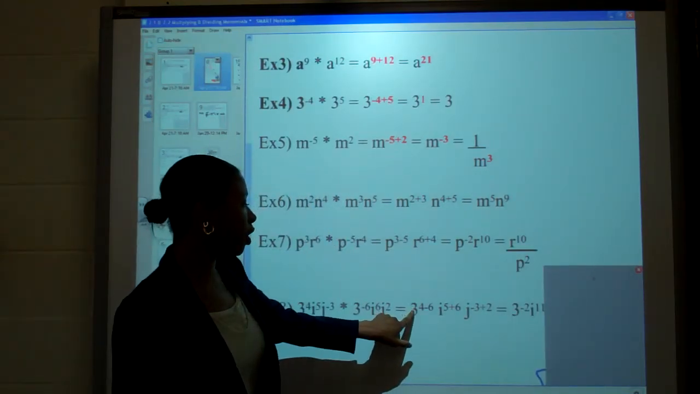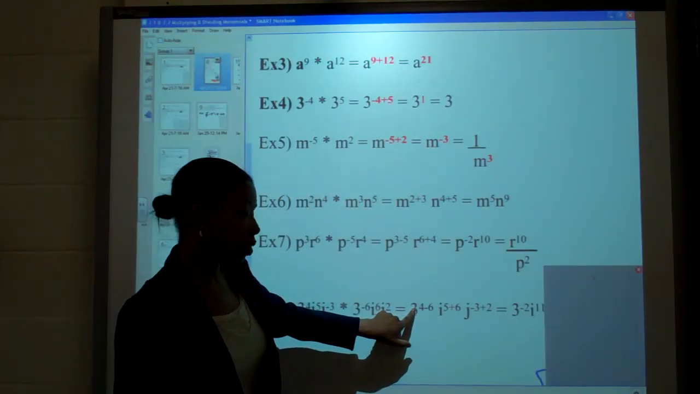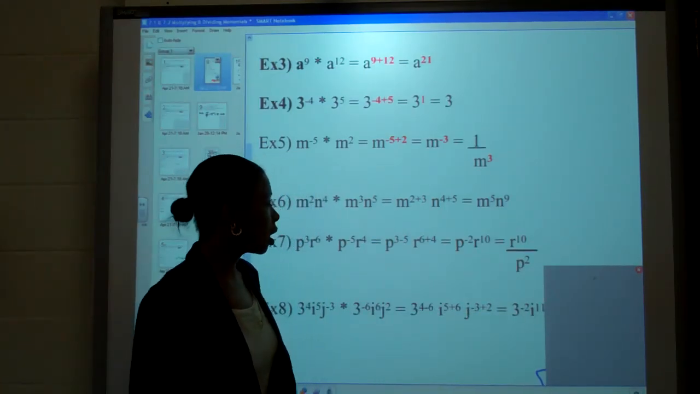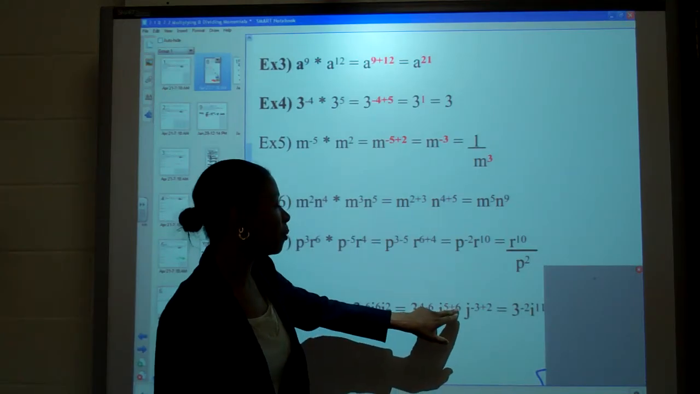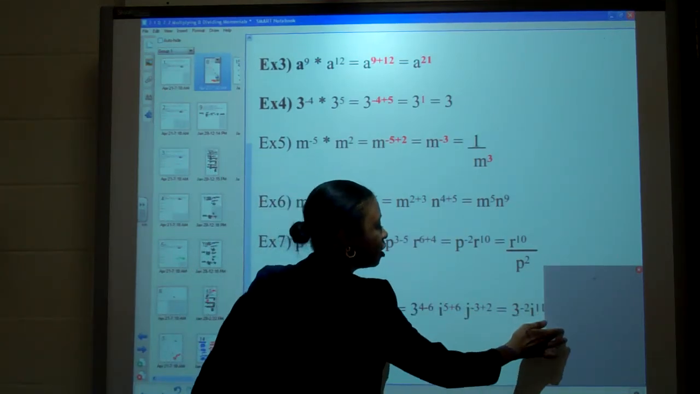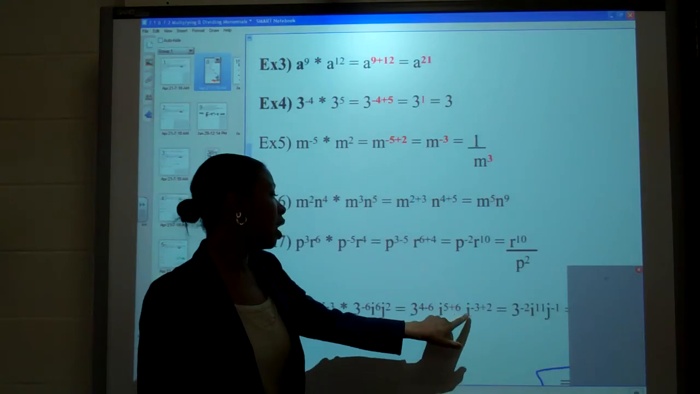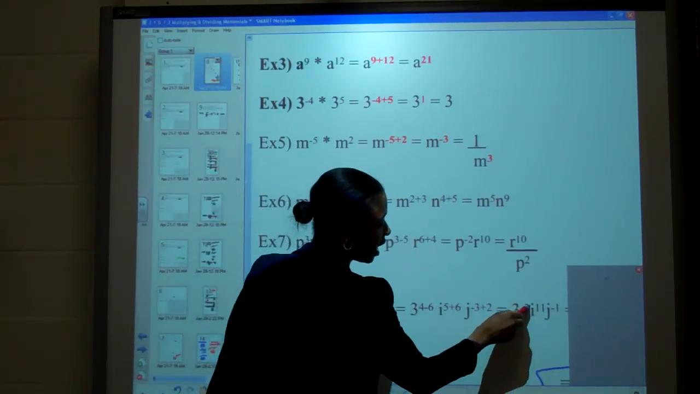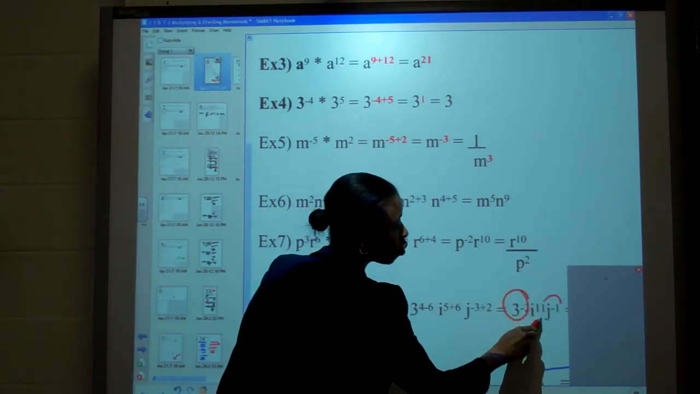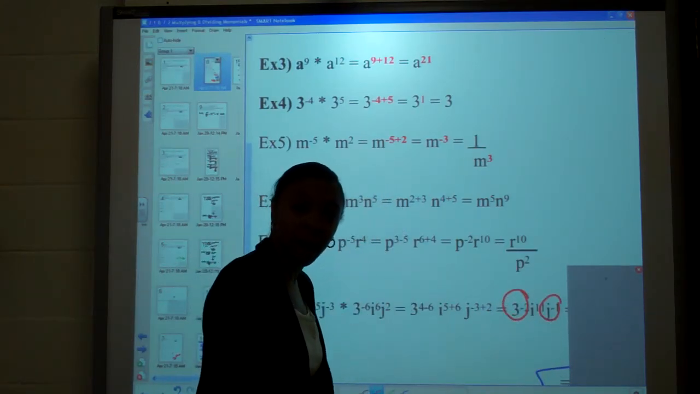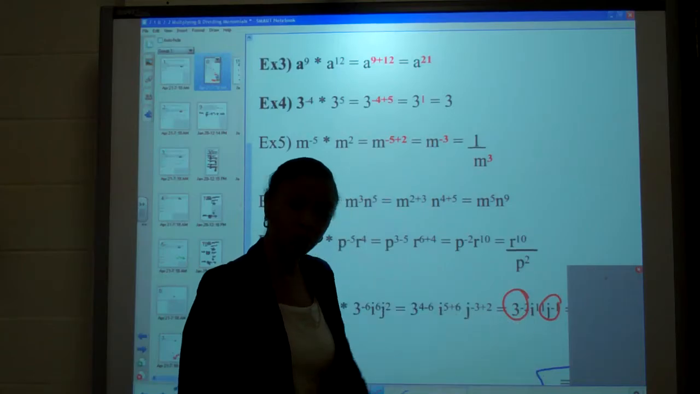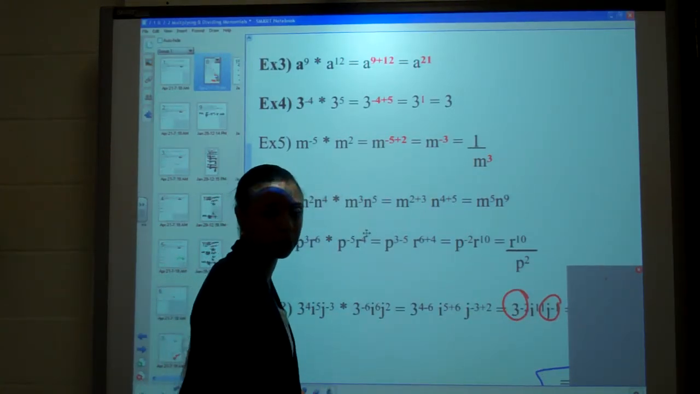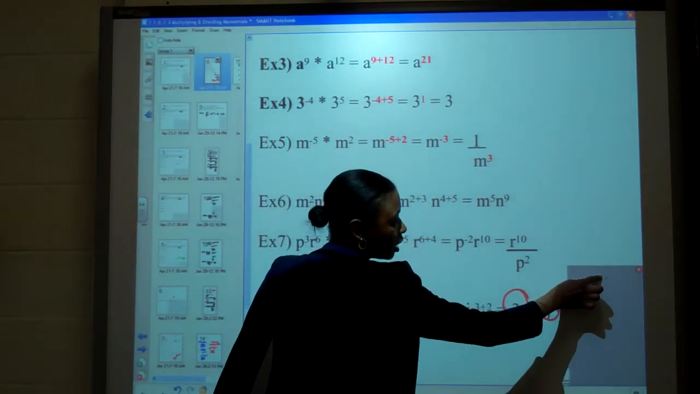Okay, so what do we get here? Base 3, 4 minus 6 is going to be 3 to the negative 2nd power. And then i to the 5 plus 6 is i to the 11th power. And then j is going to be negative 3 plus 2, which is a negative 1. Well, we don't like these negative exponents, so we're going to put those in the denominator. What's going to remain in the numerator? i to the 11th power. Any number or variable to the 1st power is just going to be itself.